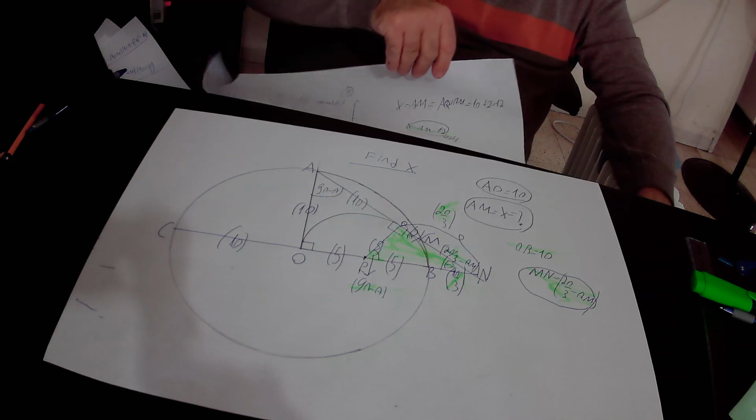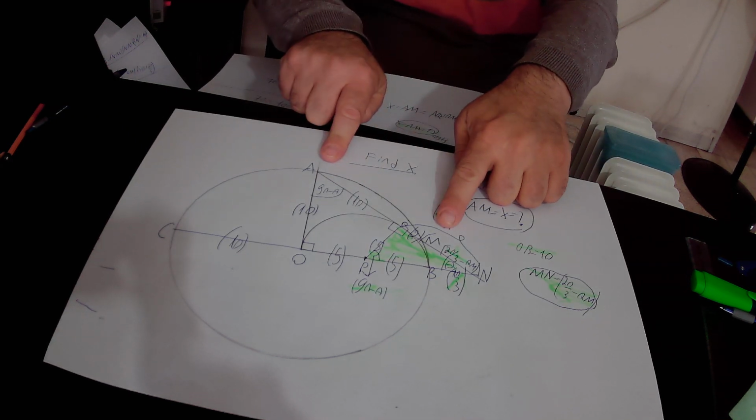I repeat again, this line segment AM that is equal to x is equal to 12 units in its length.